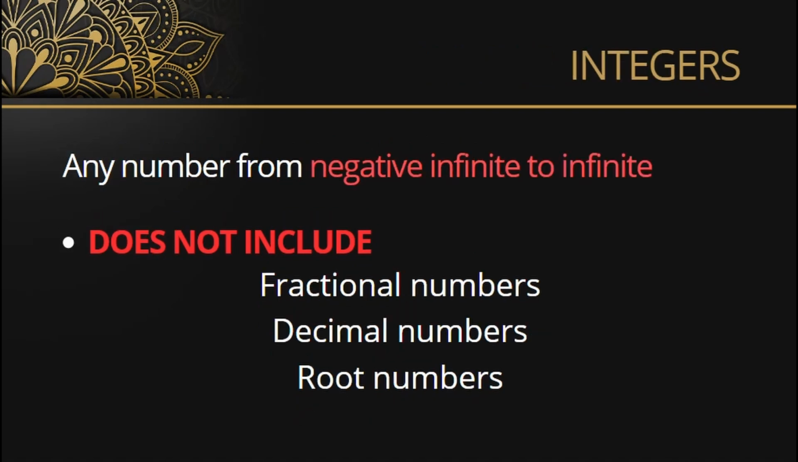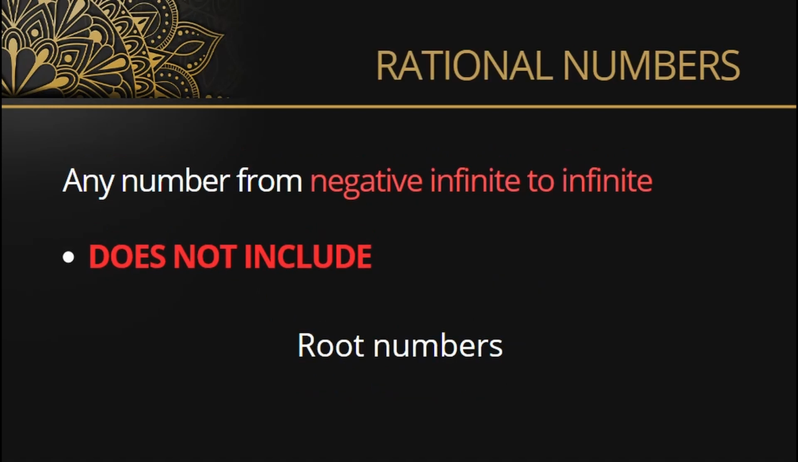Next, we are going to see what are integers. Integers include any number from negative infinite to positive infinite. By negative infinite, we mean like on the positive side, we have numbers up to infinite, and on the negative side also, we will be having numbers up to infinite. It does not include fractional numbers, decimal numbers, and root numbers. For example, we can say minus 3, minus 10, minus 18, 0, 25, 35, 46, everything comes under integers.